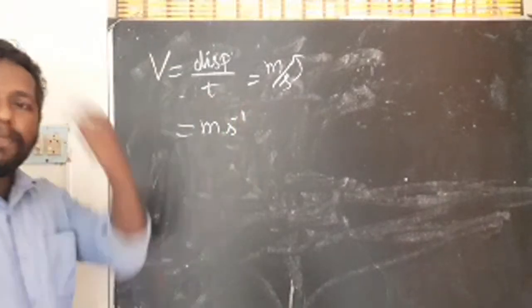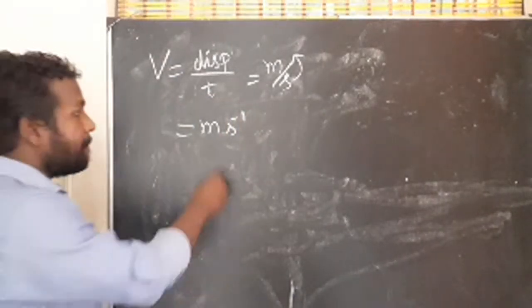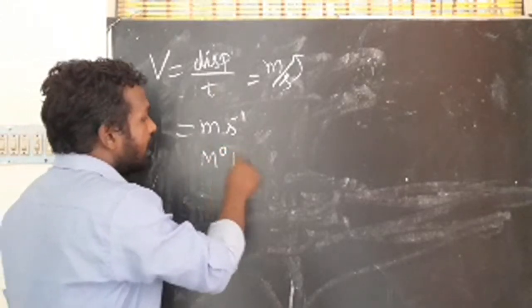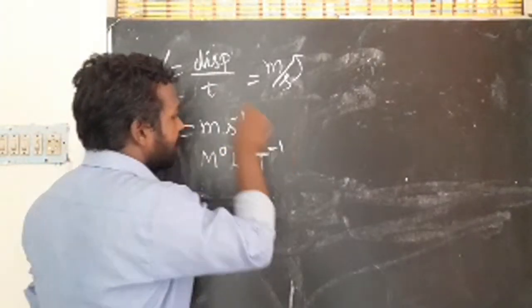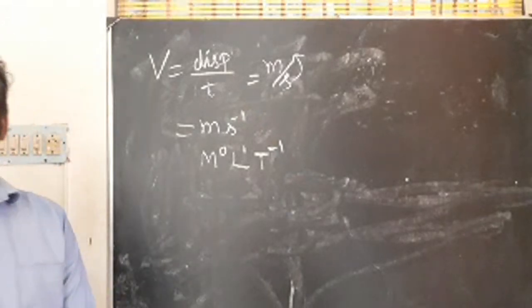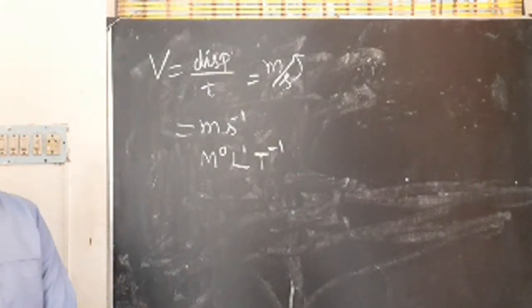Okay, what about the dimensional formula? It's going to be M power, mass is not there, power 0. Length power 1. Time power minus 1. So I got the velocity dimensional formula, and the unit also.